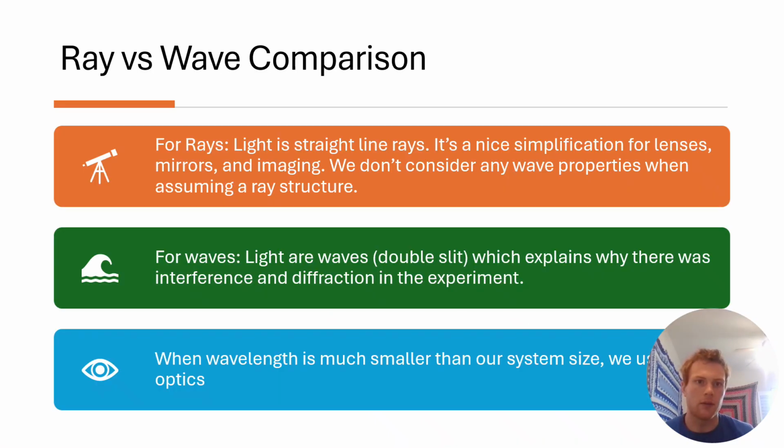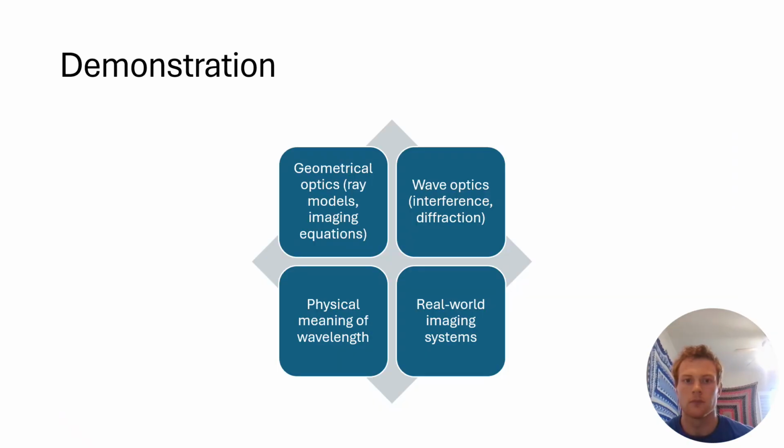But here's a nice comparison between rays and waves. For rays, light is a straight line, a nice simplification for lenses, mirrors, and imaging. We don't consider any wave property when we assume a ray structure, so not assuming that wave property simplifies things a lot. And then for waves, light is a wave, demonstrated through the double slit, which explains why there was interference and diffraction in the experiment. When the wavelength is much smaller than the system size, we usually use the light rays and the formulas from that. So this demonstrated geometrical optics, wave optics, the physical meaning of wavelength, and real-world imaging systems.